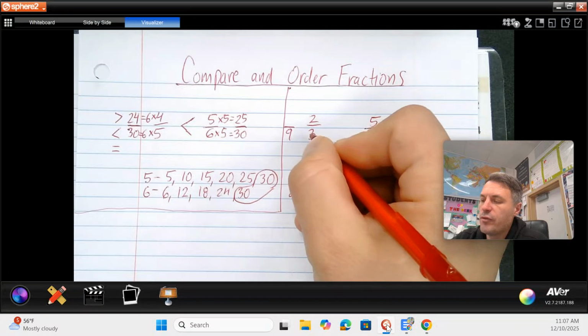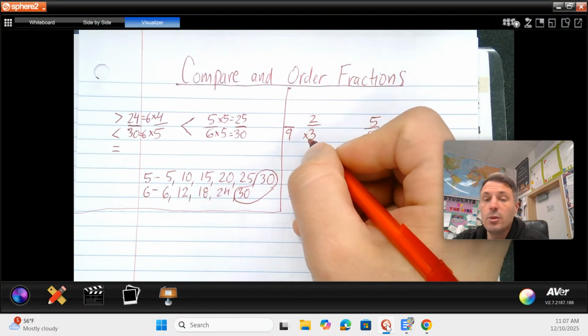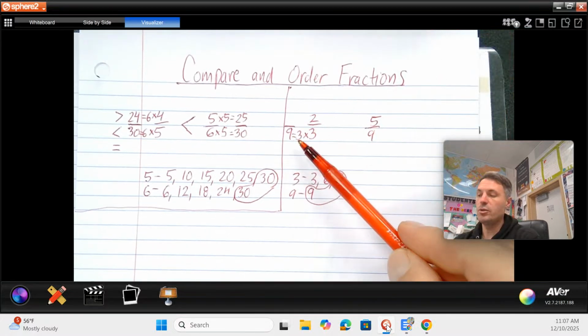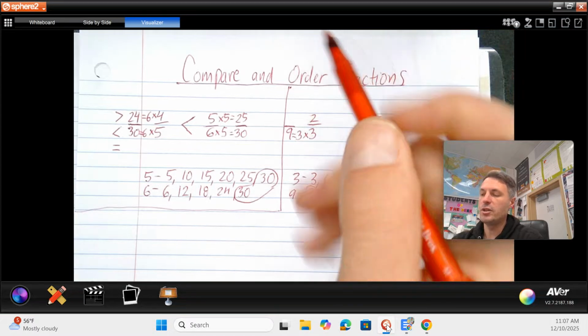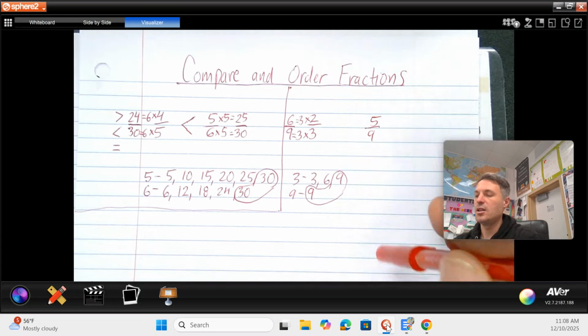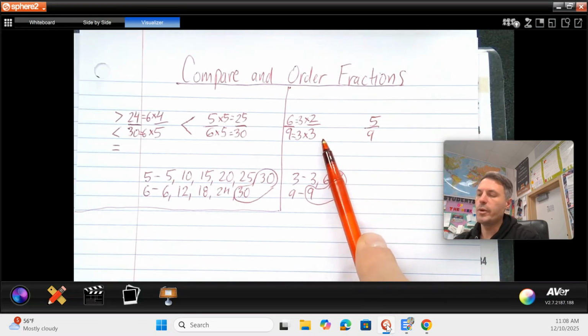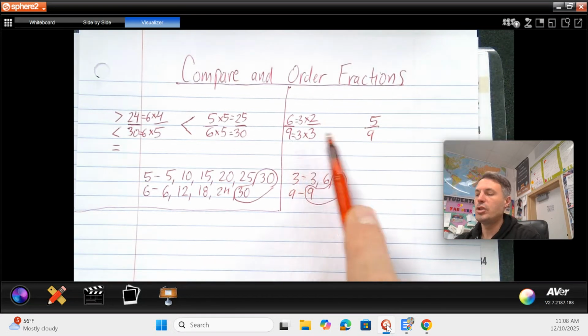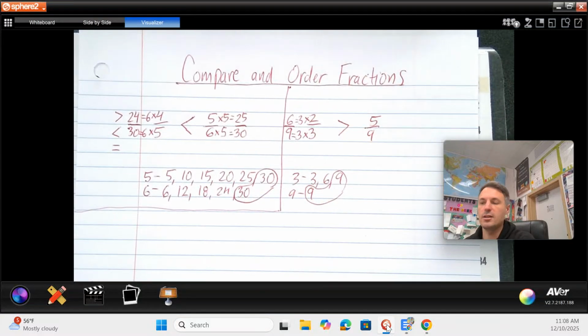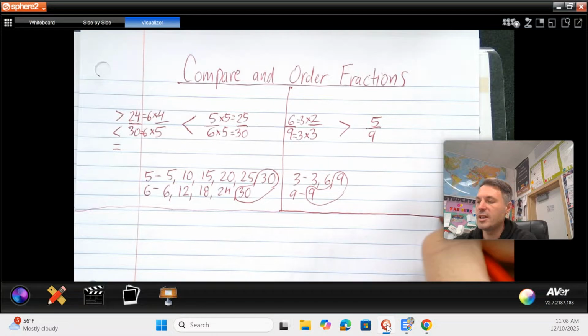We multiply from the old denominator to the new denominator. What times 3 equals 9? 3 times 3 equals 9. And then whatever we do to the bottom, we have to do to the top. 2 times 3 equals 6. So 2/3 is equivalent to 6/9, which is bigger than 5/9. Therefore, 2/3 is bigger than 5/9. Okay, hopefully that makes sense to you guys.